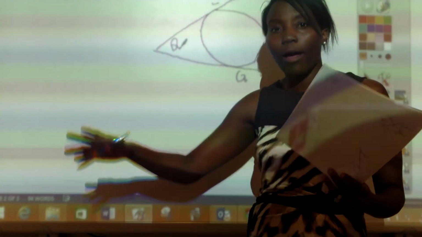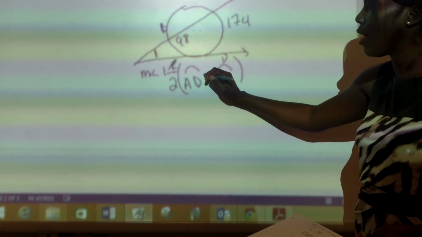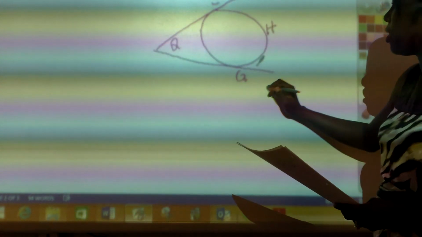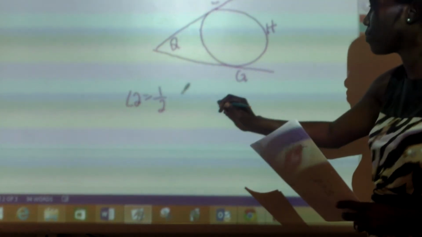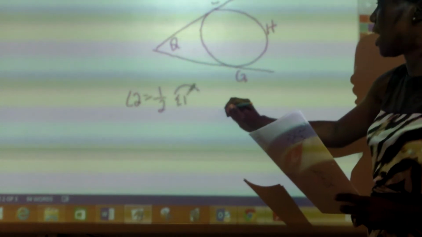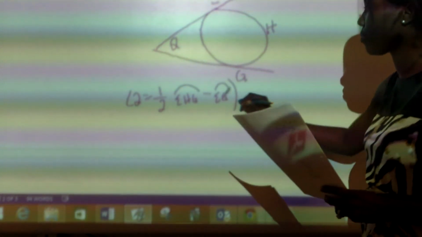Angle 2 is, oh, I forgot on the first one. It was half the difference. I forgot to put the half on that first one. I'll go back. Yeah, I still have it. Half. The angle measurement is half of that one. Here we have half, so angle 2 is equal to half of arc EHG minus arc EG.